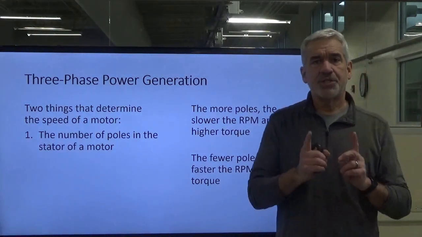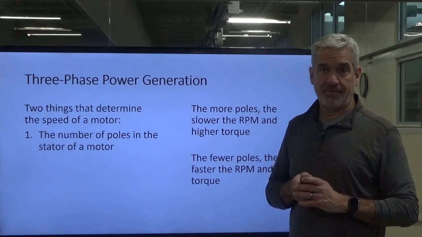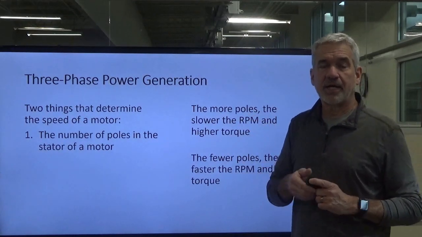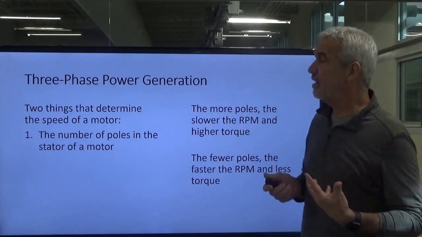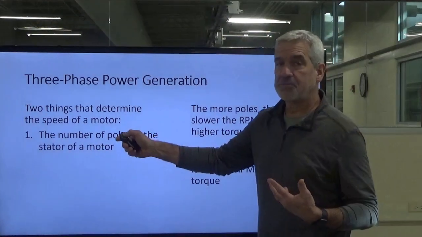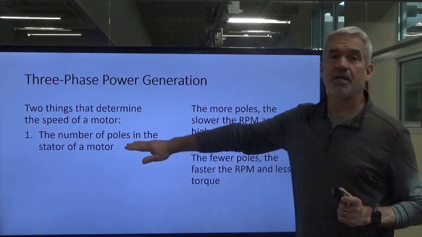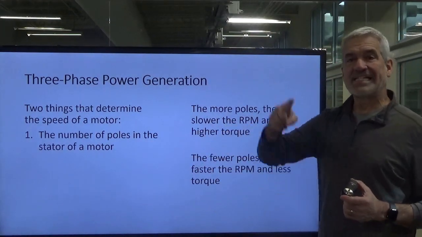Okay, now there are two things that determine how fast that rotor is going to spin, how fast that shaft is going to spin, based on the speed of the rotating magnetic field. Okay, we can vary that a little bit, and we can vary the speed. But one of the two things that determines the speed at which that shaft will turn is the number of poles that are in the stator of that motor.